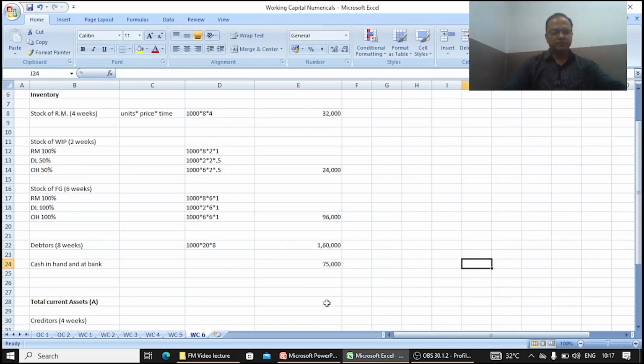Now let's add: 32 plus 24, 56 plus 96, 152, 152 plus 160, 312, and 75, that's 387, 387,000. Total current assets.